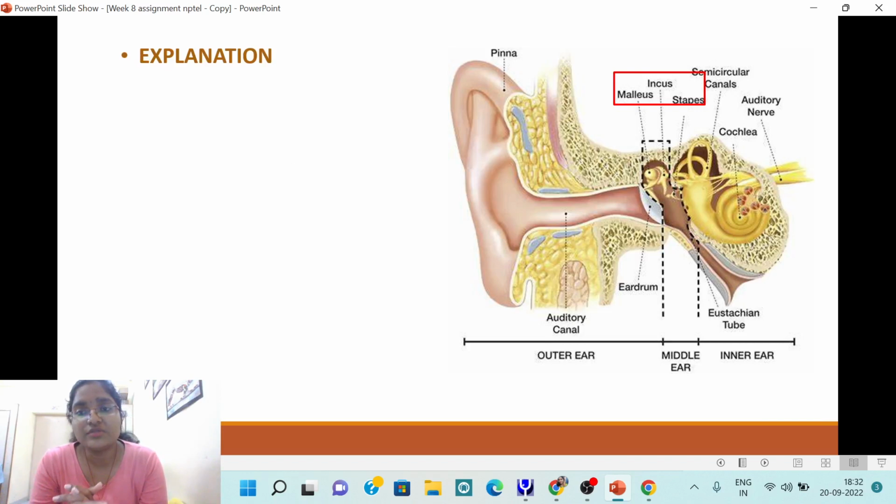What is the femur? Where is it present? Here you can see the anatomy of the ear, and the parts in the options. Incus, malleus, stapes. All of these are bones in the middle ear. These are parts of the middle ear specifically.